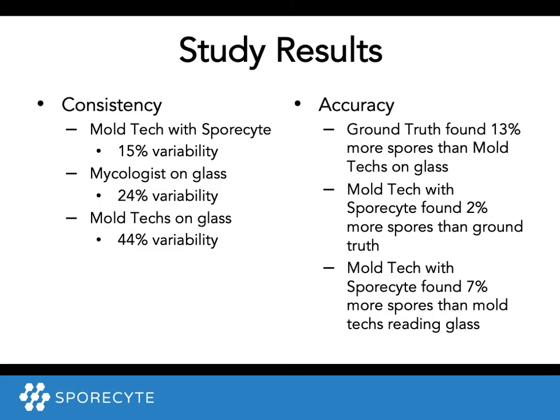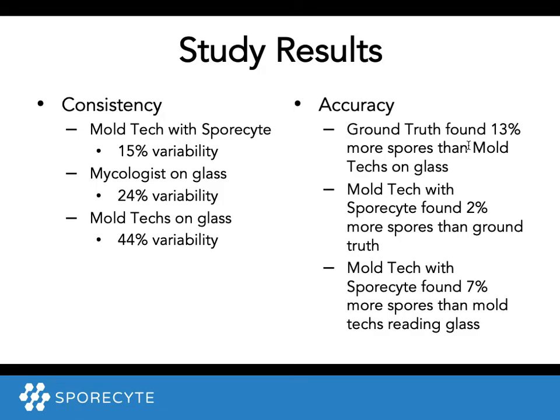As I mentioned before in the challenges, if you don't read the whole slide, you can end up extrapolating incorrect numbers. So by reading the whole slide, you get a more consistent result. A mold tech with Sporecyte only had 15% variability versus a mycologist on glass at 24%, and mold techs on glass had 44% variability. So you can see that you get more consistent results, and also more accurate results.